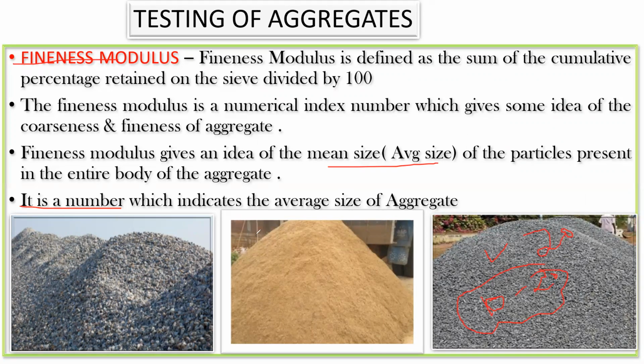Let us say if I want to find the size of this, then the average size of this is between 1.18 and 2.36. In this way, I can tell that. This understanding will come only when you know the fineness modulus, and how that fineness modulus has to be understood, we'll see in the next slide, how it has to be done practically.